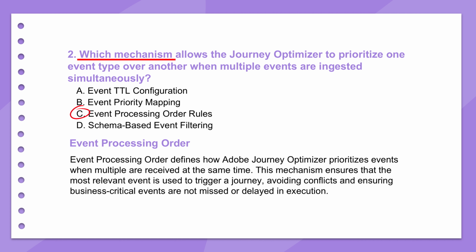Picture a busy air traffic control tower. They can't handle all the planes landing at exactly the same second. They need a system. They need rules to decide which ones get priority for landing, which ones for takeoff. Event processing order rules work pretty similarly. So when Journey Optimizer is flooded with different events, someone views a product, adds it to their cart, then buys it, all within seconds.